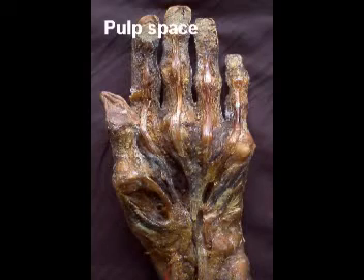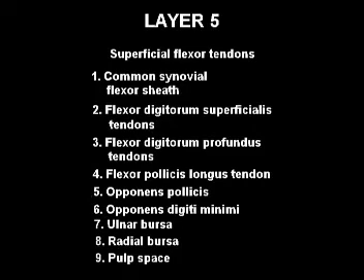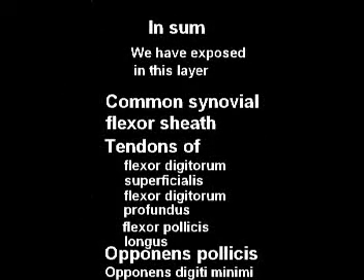The last of the spaces in the palm are the pulp spaces found on the fingers. The following are found in layer 5: common synovial flexor sheath, flexor digitorum superficialis tendons, flexor digitorum profundus tendons, flexor pollicis longus tendon, opponens pollicis, opponens digiti minimi, ulnar bursa, radial bursa, and the pulp space. In sum, in this layer, we have exposed the following: common synovial flexor sheath, tendons of flexor digitorum superficialis, tendons of flexor digitorum profundus, tendon of flexor pollicis longus, opponens pollicis, opponens digiti minimi.